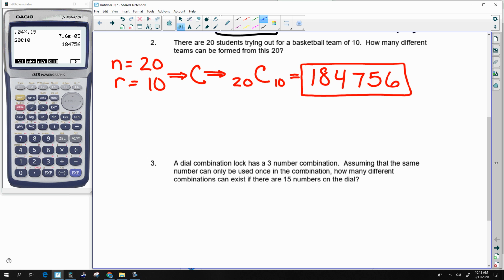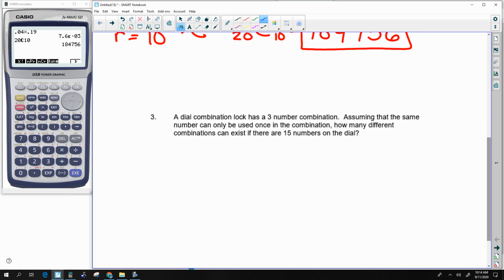A dial lock has a three-number combination. Assuming that the same number can only be used once in this combination, how many different combinations can exist if there are 15 numbers on the dial? Okay, so the numbers can't be reused. So there's 15 numbers, and I need to choose 3 of them. So there's going to be a number there, there, and there.